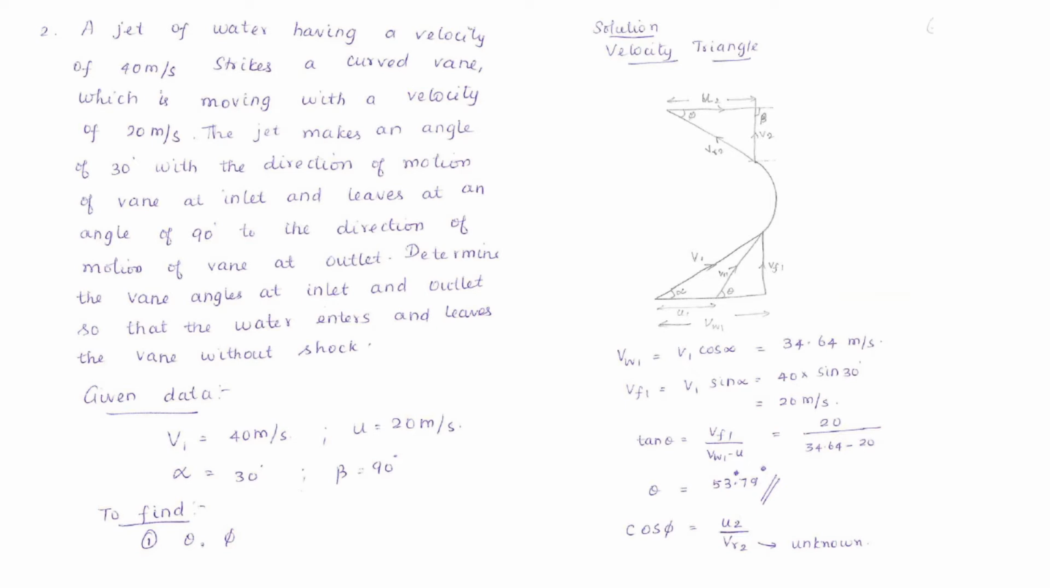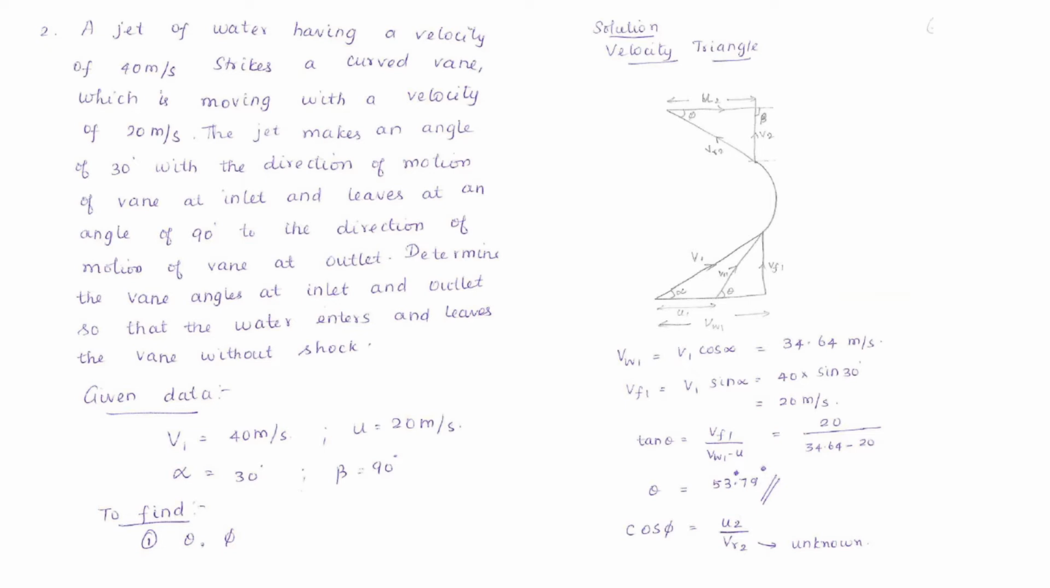Okay. Now we have to write the given data. What is the given data? A jet having a velocity of 40 meter per second. So the water which is coming out from the jet is having the velocity of 40 meter per second. So you have to represent it as V1. So V1 is equal to 40 meter per second. Where is it striking? It is striking a vane. It is a curved vane, and the curved vane is also moving with a velocity of 20 meter per second. It is given in the problem. So you have to represent it as U is equal to 20 meter per second.